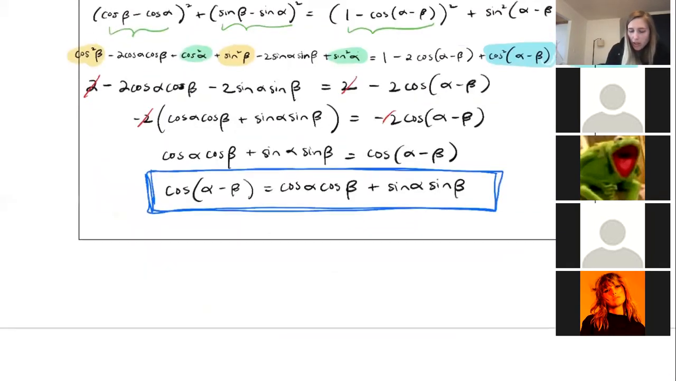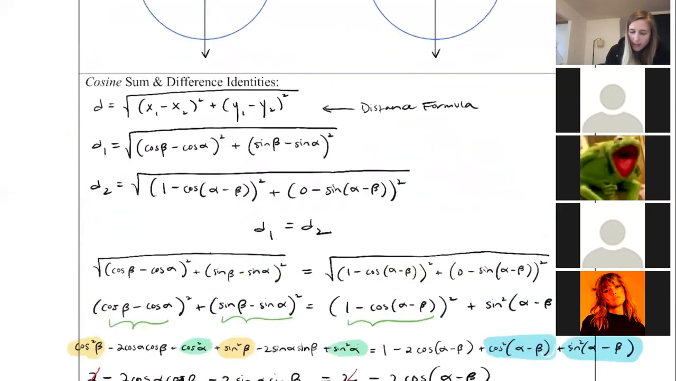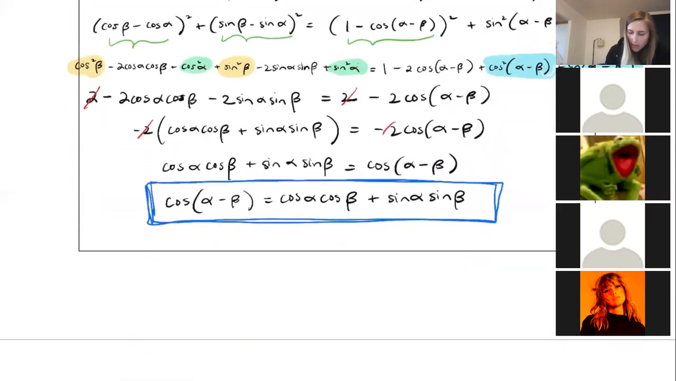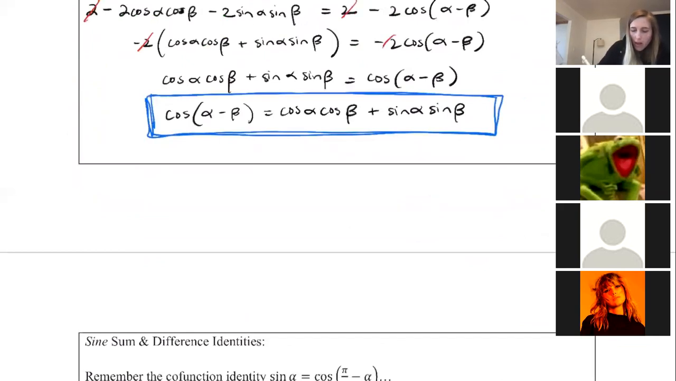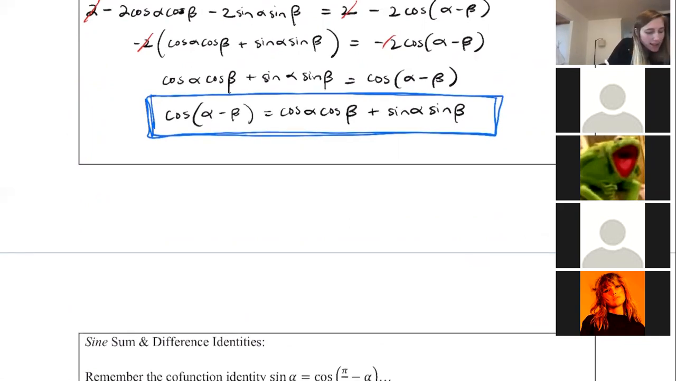And then to derive, do I want to give myself an extra piece of paper? I could probably do it in this space. So that's the cosine difference identity. To get the sum identity, which would be cosine of alpha plus beta, you can think about the fact that cosine of alpha plus beta can actually be written as a difference, right? It can be written as cosine of alpha minus negative beta.